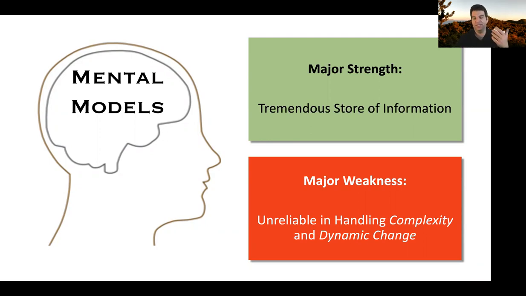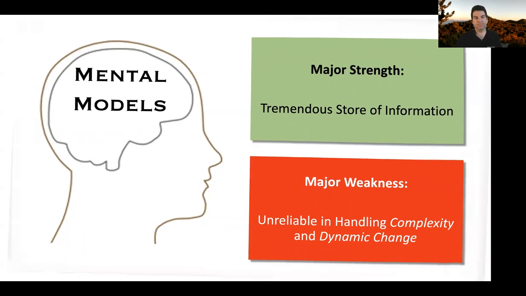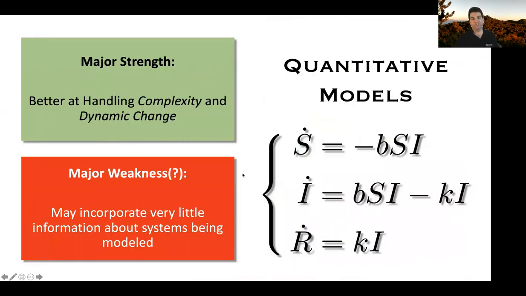So it just goes to show the difference between our mental models and the car's: one's not better and the other isn't worse, but they're good for different things. So understand the strengths and weaknesses of mental models, and then the strengths and weaknesses of those quantitative models.